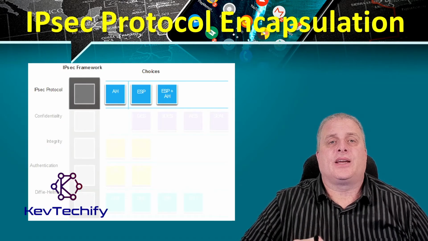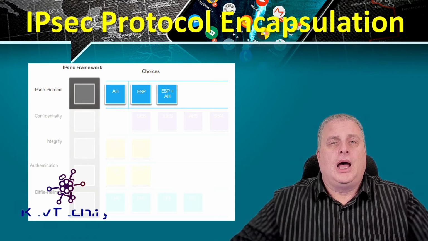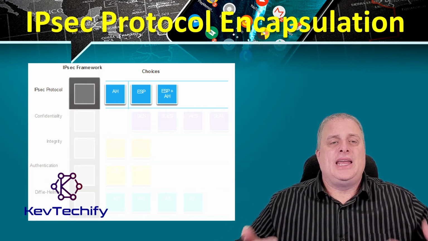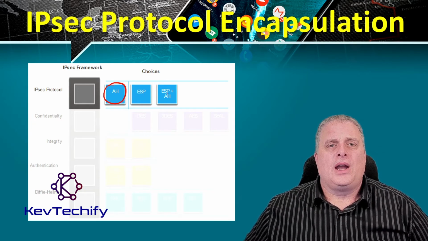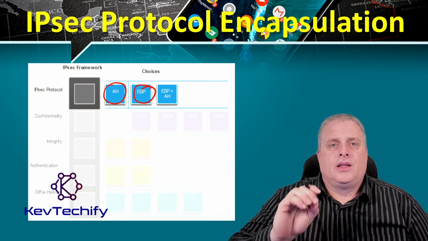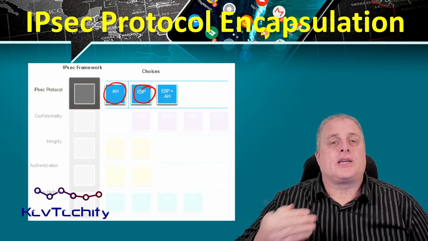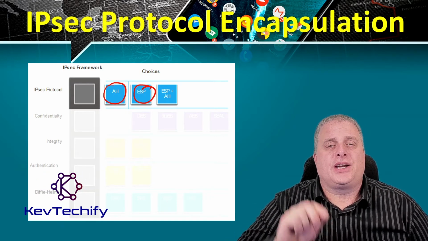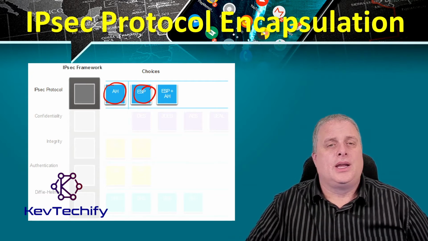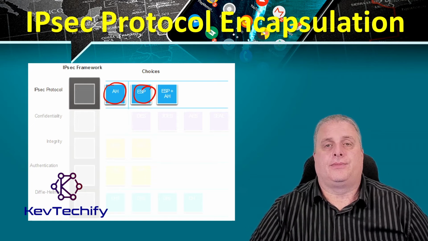Choosing the IPsec protocol encapsulation is the first building block of the framework. IPsec encapsulates either using the authentication header, AH, or Encapsulating Security Payload, ESP. The choice of AH or ESP establishes which other building blocks are available. AH is appropriate only when confidentiality is not required or permitted. ESP provides both confidentiality and authentication.